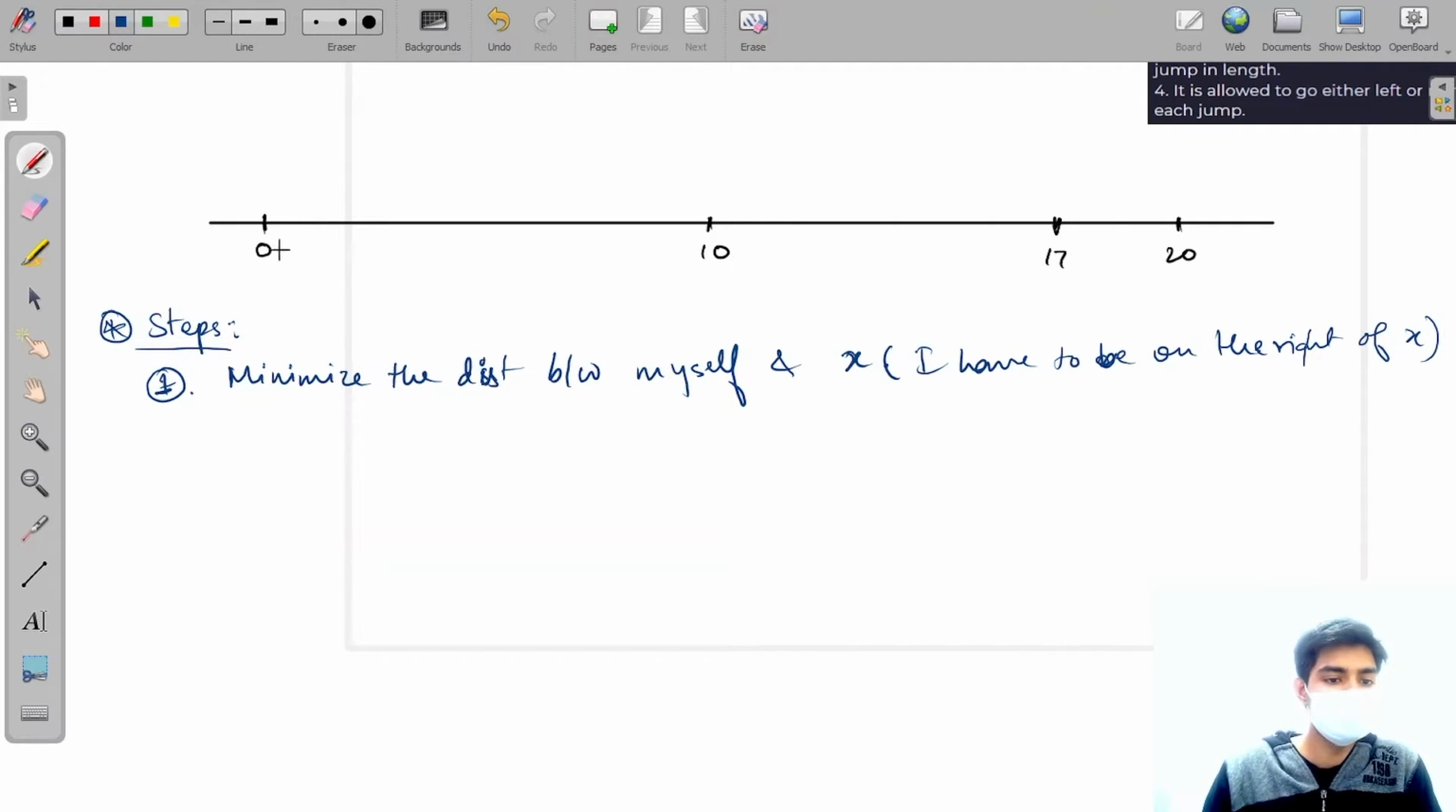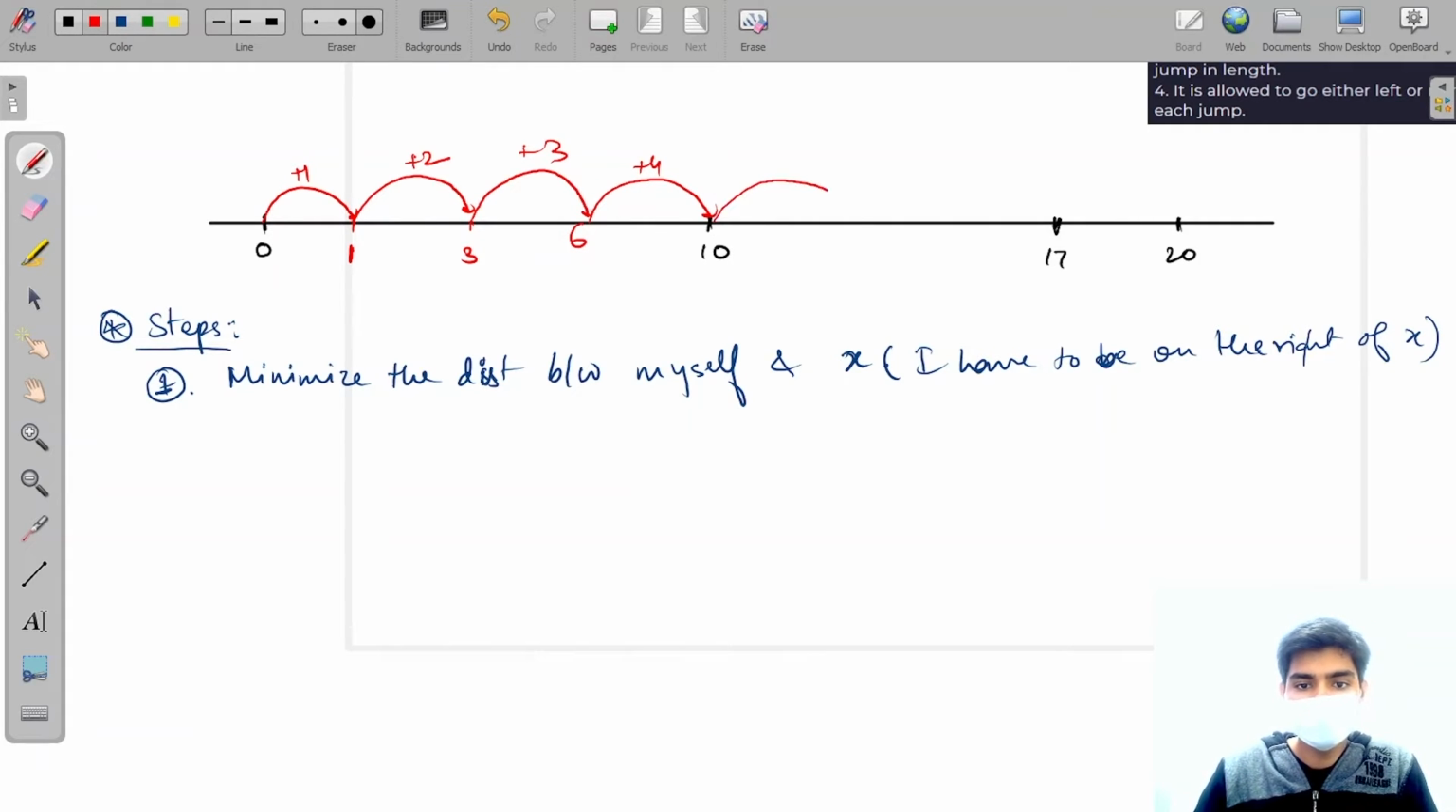Let's take the jumps first. Let's take a jump of plus 1. I take a jump of plus 1, I get to 1. I'll take a jump of plus 2, I get to 3. I take a jump of plus 3, I get to 6. I take a jump of plus 4, I get to 10. I take a jump of plus 5, I get to 15. Now I'm at 15.